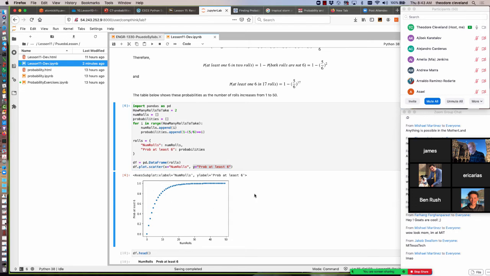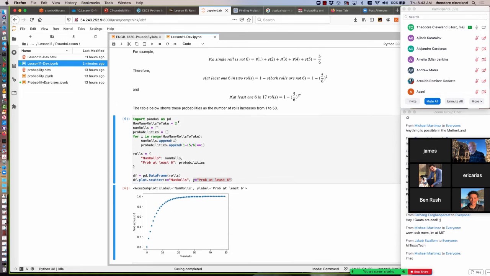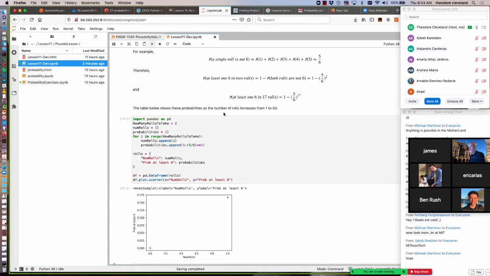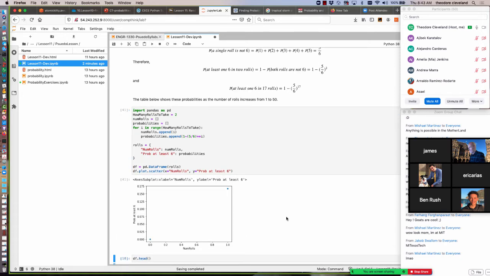And here you see a graph from an earlier run. But now by changing how many rolls to take to 2, we shouldn't get that many dots. So let's go ahead and run it and see if I haven't broken it. And it's a very boring script with 2 rolls. So if we take 0 rolls, the probability of obtaining at least one 6 is 0. If you don't roll the dice, you can't get a 6.